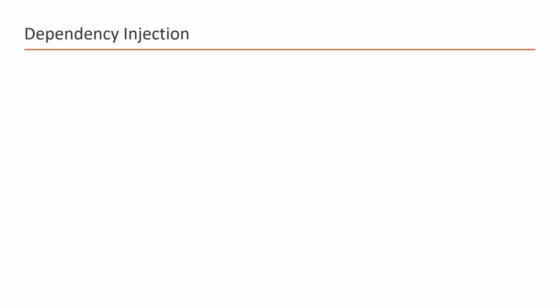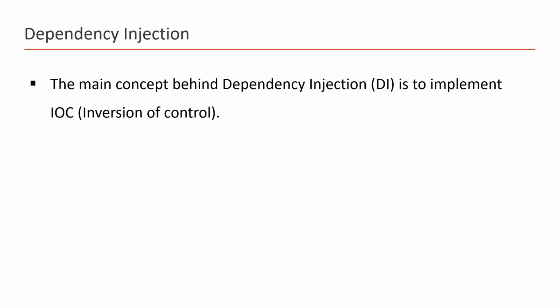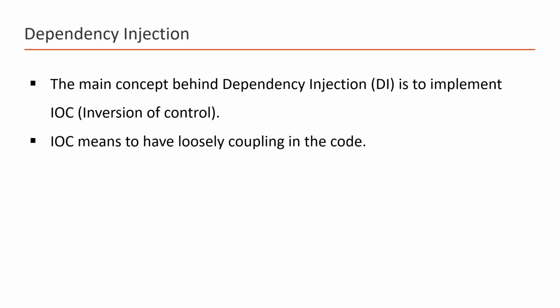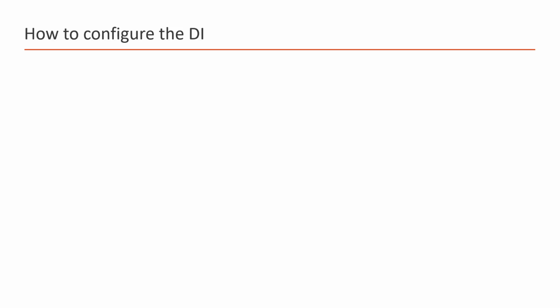Now let's talk about the benefits of using dependency injection. The main concept behind dependency injection is inversion of control, and as per the concept of IoC or inversion of control, we need to make our code loosely coupled. If you are aware of the SOLID principles, then in SOLID the D stands for dependency inversion. If you are creating the instances by using dependency injection, then it is very easy to write unit test cases. Now let's talk about how we can configure dependency injection in ASP.NET Core Web API.